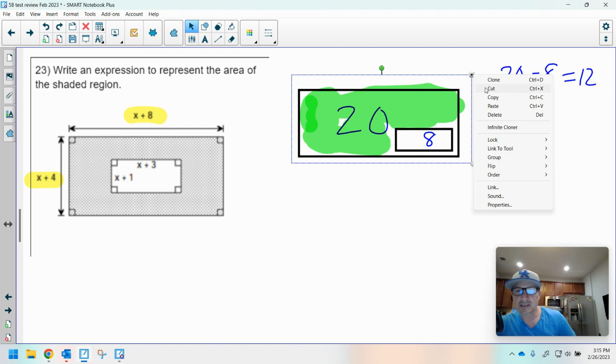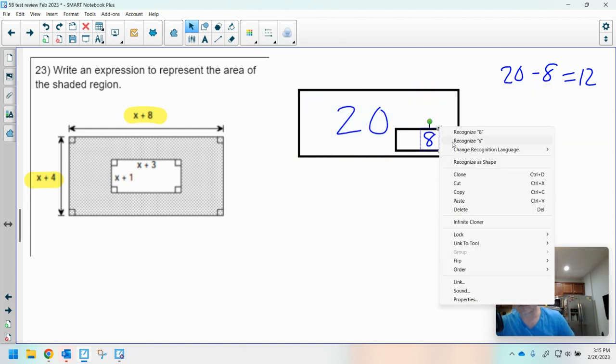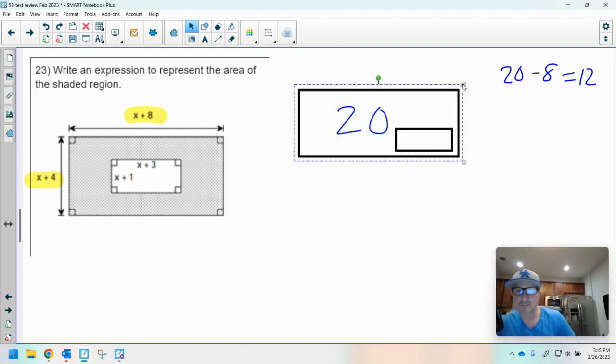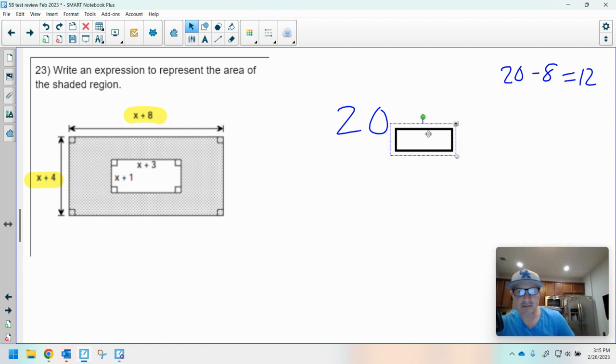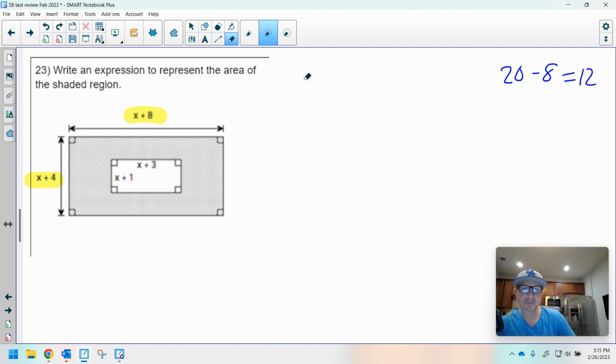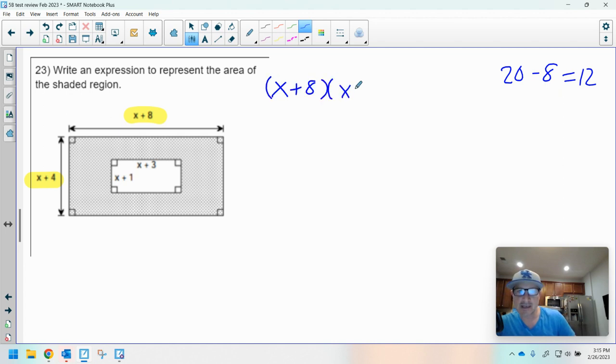Let's get rid of this. I don't need you anymore. I know, it's a lot of cutting. I just didn't want it up there anymore. See ya. All right, so we're going to get the area first of the whole rectangle, which is x plus 8 times x plus 4. We're going to FOIL this.